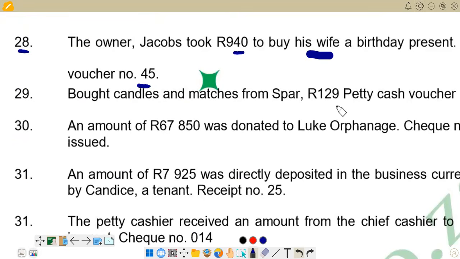Then I've got candles and matches from SPAR, 129, cash voucher. So this is the petty cash journal. So date 29, amount 129, and then these are candles and matches that we have there. So what does it mean? We are having an amount of 129. So we are just going to write on details, candles and matches, and then it's going to go under sundry expenses. So we can just go there and summarize that on the petty cash journal.